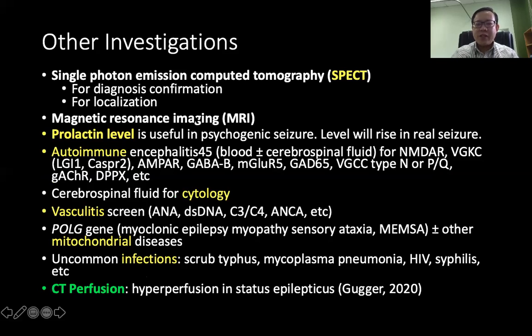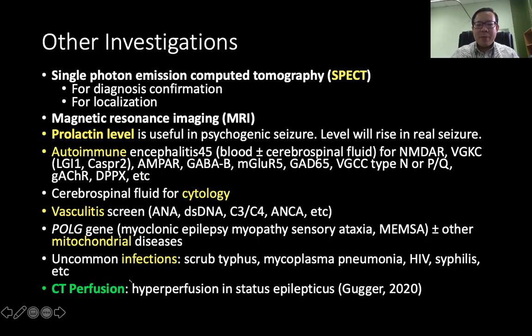In terms of investigations, last time I used to talk about SPECT scan. SPECT scan is useful and available in many hospitals. We use this for oncology. In status epilepticus, especially when we have no clear etiology and don't know where the origin is, we can use SPECT scan. Hyperperfusion in the SPECT will be consistent with status epilepticus.